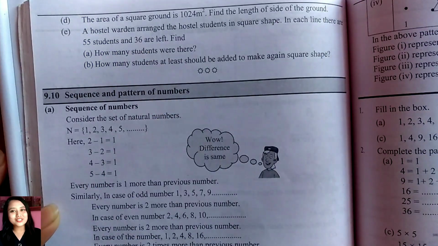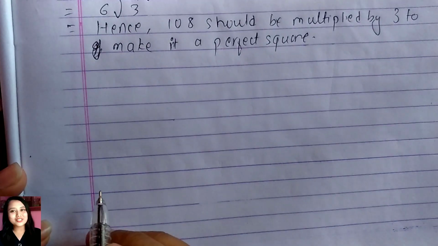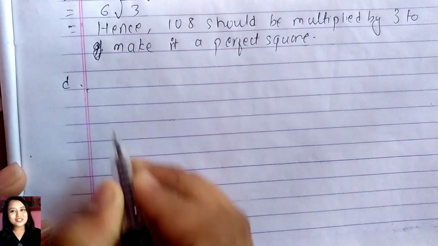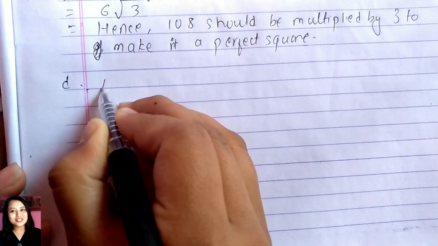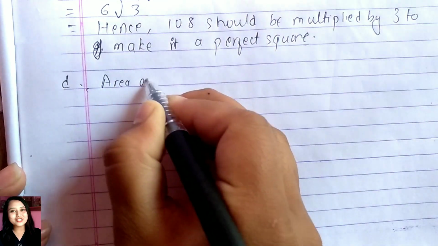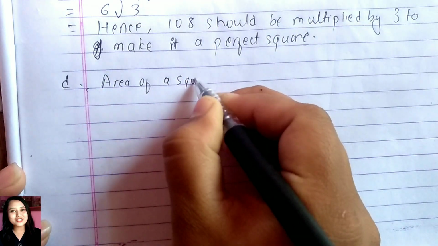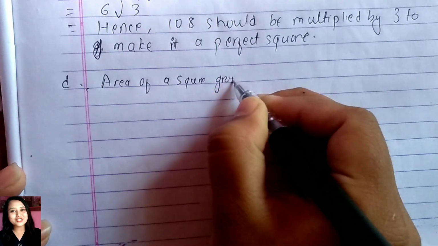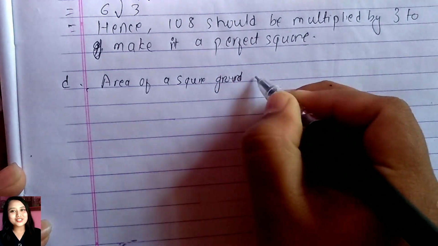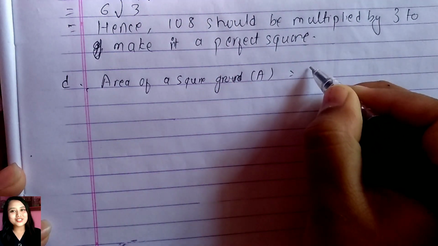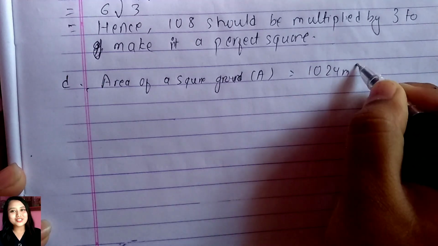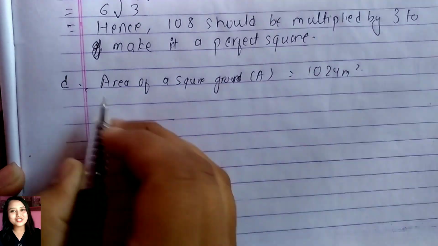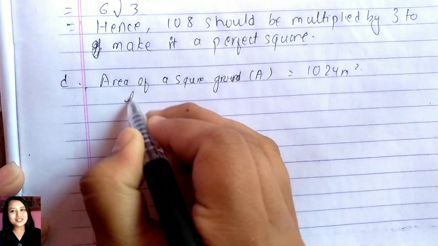Let's do question number D then. Okay, so in question number D, what is given is the area of a square ground. A equals 1024 meter square is given, right? So we know that it is asking us to find the length.